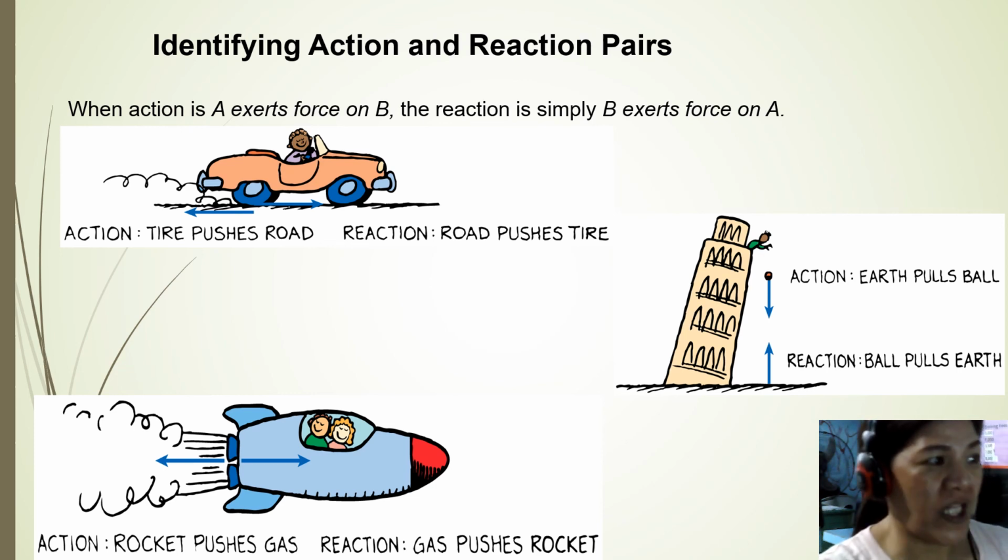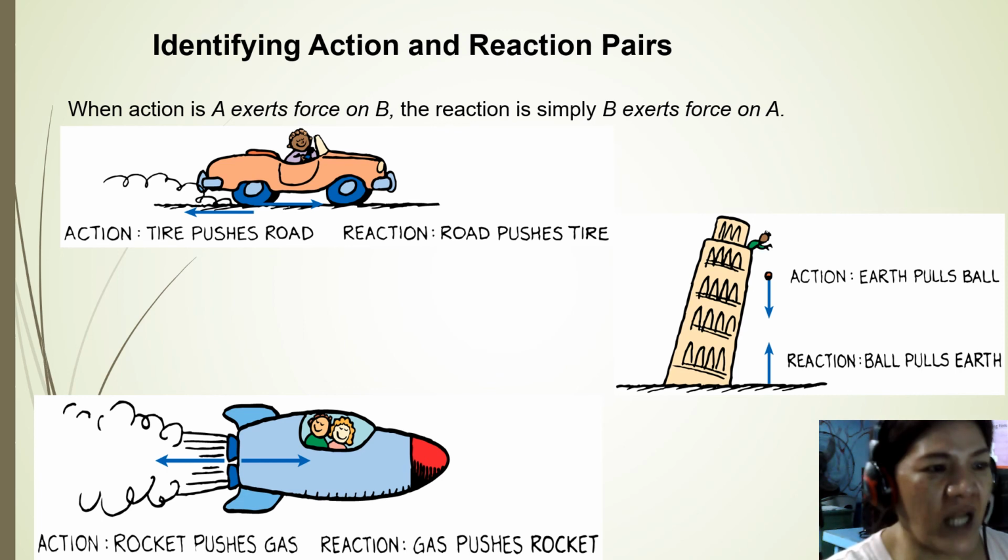So which one is the action here? Of course, the action here is the tire pushes the road and the reaction is the road pushes the tire. Okay, next. We have here the rocket pushes gas and gas pushes rocket. Now, which one is the action and which one is the reaction? The action here is the rocket pushes the gas and the reaction is the gas pushes the rocket.